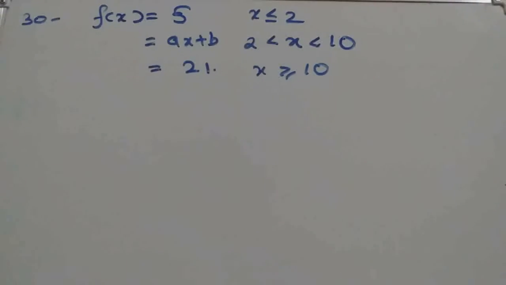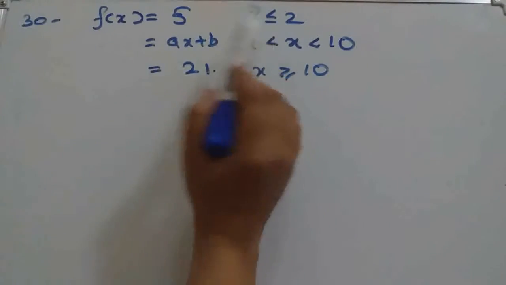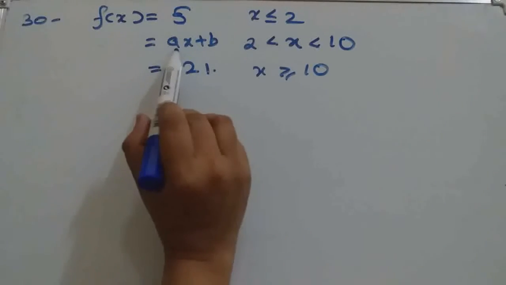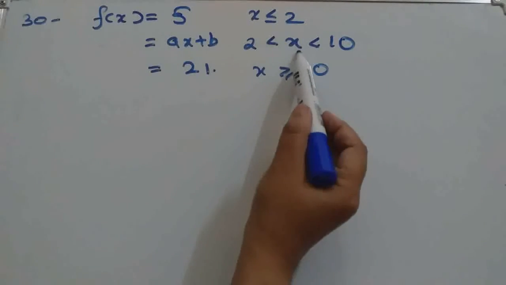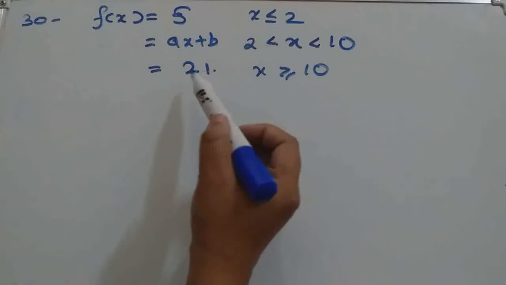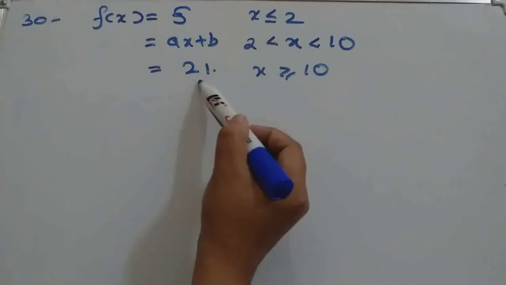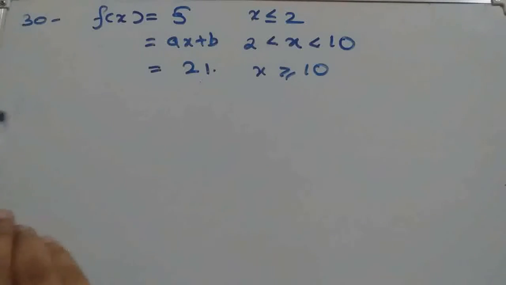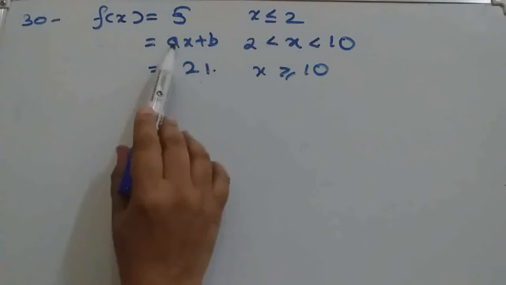In question 30, the function is defined as f(x) = 5 when x is less than or equal to 2, f(x) = ax + b when x lies between 2 and 10, and f(x) = 21 if x is greater than or equal to 10. It is given that the function is continuous. So find the values of a and b.